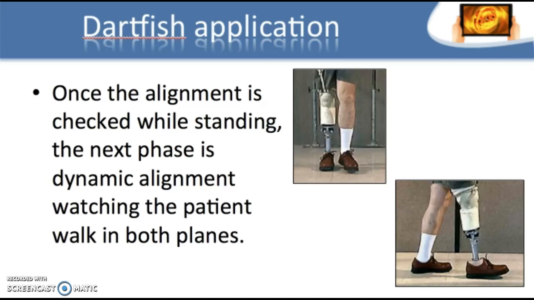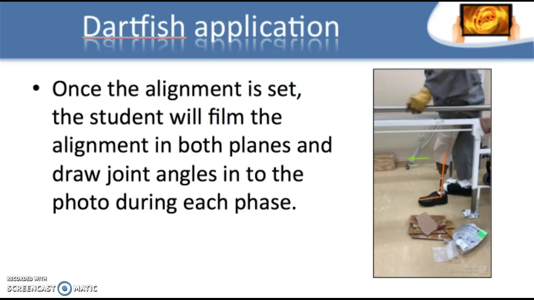And so the student and the instructor are going to watch the patient walk in both planes. The student makes alignment changes based on what they see and what they're instructed to do by the instructor until the patient is comfortable. Once the patient is comfortable, the student once again is going to do a video capture. And then they're going to draw different lines in at different phases of gait. In this case, you see initial contact or heel strike. The student's going to draw in the pylon angulation in relation to the foot, and the vector arrow shows the direction the knee is moving.